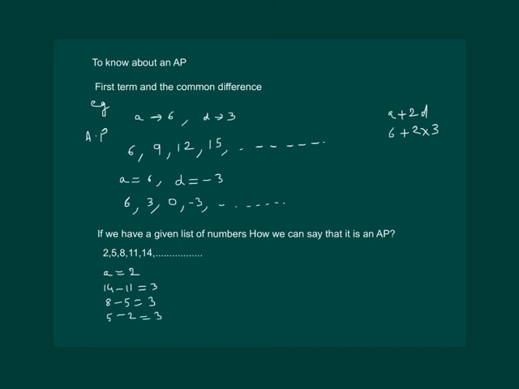We observe that the difference of any two consecutive terms in each case is 3. So the given list is an arithmetic progression whose first term is 2 and the common difference is 3.